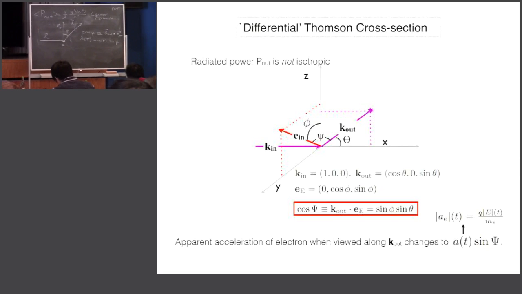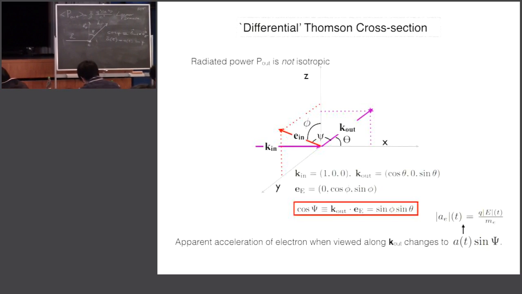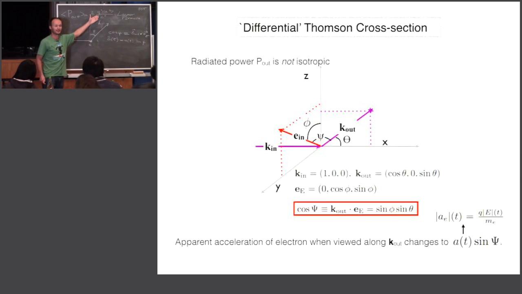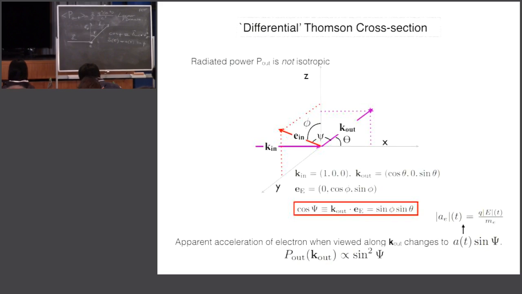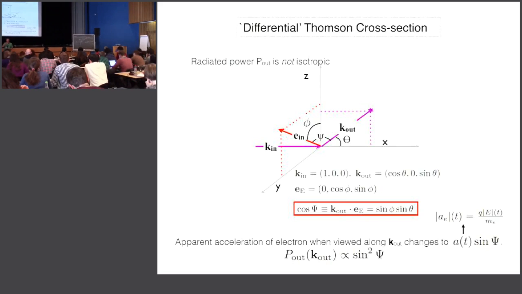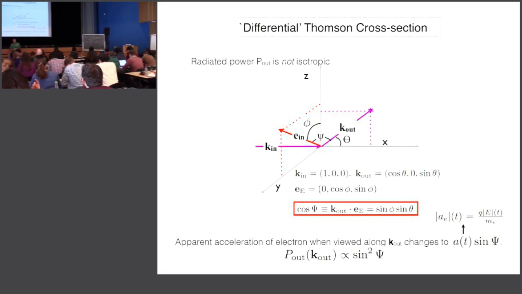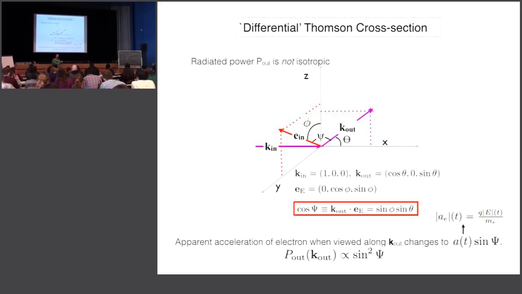Since the re-radiated power is proportional to the acceleration squared, the re-radiated power is proportional to sine squared of psi, right? So it gives a very strong angular dependence to the re-radiated power. So this already tells you that for Thomson scattering, the re-radiated power is highly anisotropic, right?